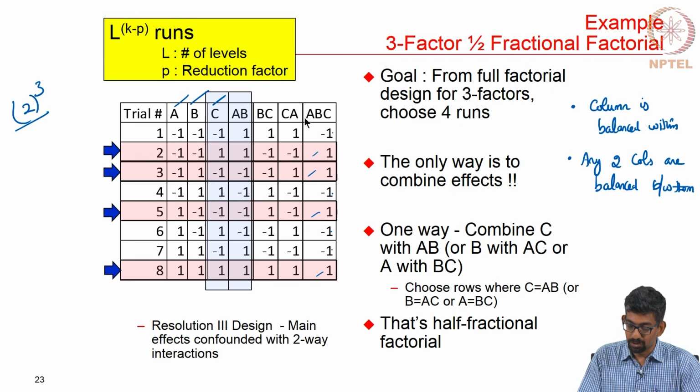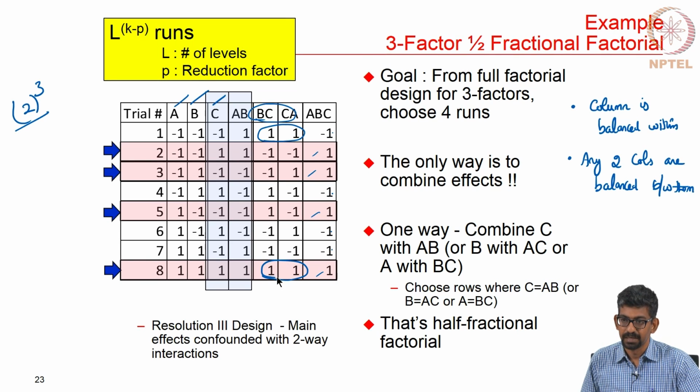You take any 2 columns. For the sake of discussion, we will take AC and BC. You can see 1 1 happening once, 1 1 happening twice. Any other combination also will happen only twice. What is that? -1 happened once, -1 happening twice. That is it. It will not happen less or more. Okay.